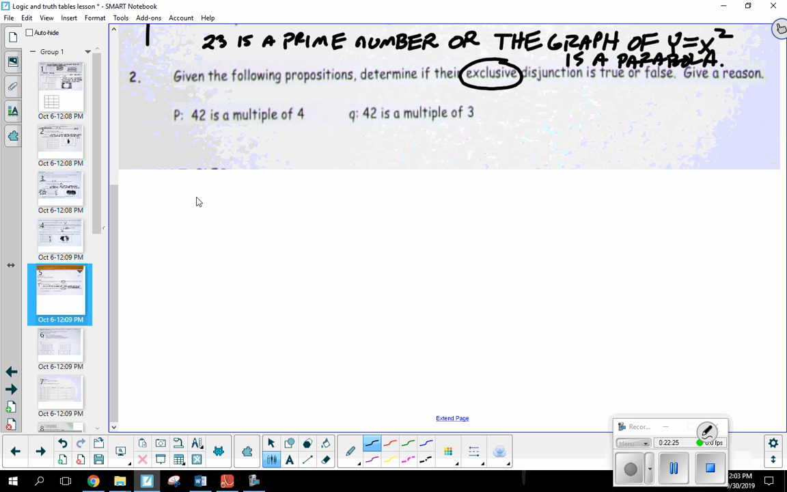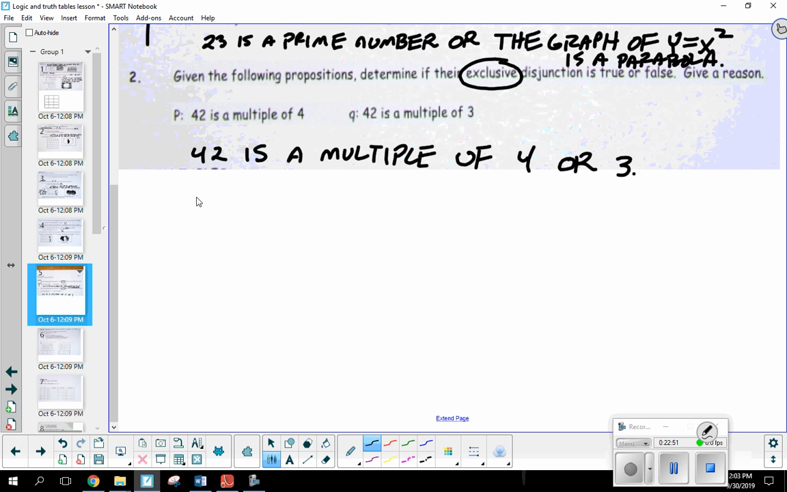So anybody want to tell me what they wrote for their sentence? There you go. 42 is a multiple of 4 or 3. And that's good. I like the way you kind of shorten the whole sentence. How many people put 42 is a multiple of 4 or a multiple of 3? Both would have been acceptable.